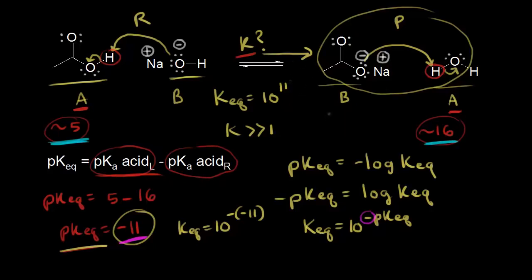So therefore, the equilibrium lies to the side that has the acid with the higher pKa value. So the equilibrium favors the weaker acid. So that's the short way of figuring out the position of equilibrium using pKa values.